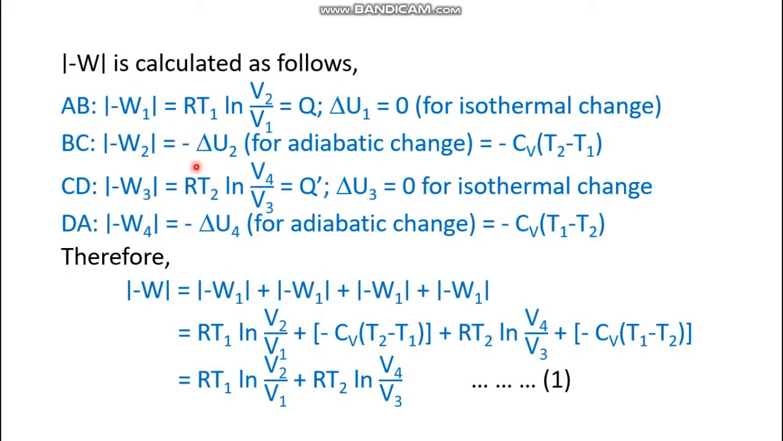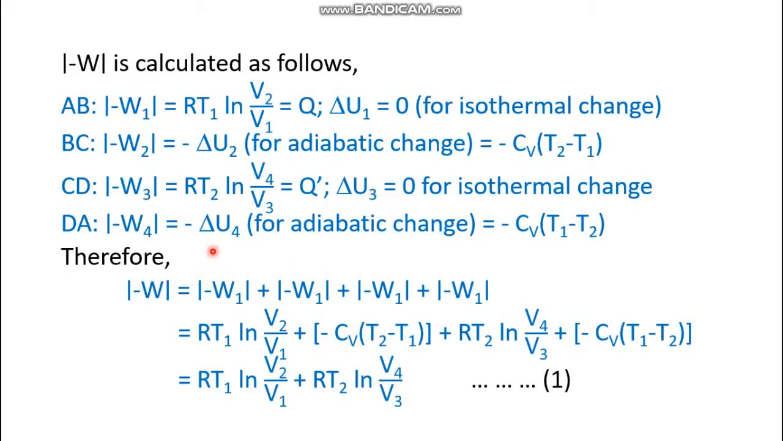Now for the path CD, it is isothermal reversible compression. So it should be RT ln V2 by V1. Here V2 is V4 and V1 is V3, whereas T is T2. So that is why it is RT2 ln V4 by V3, and this amount must be equal to the heat released, and that is Q prime. Here, since it is an isothermal change, the internal energy change should be 0. So delta U3 for step 3 is 0.